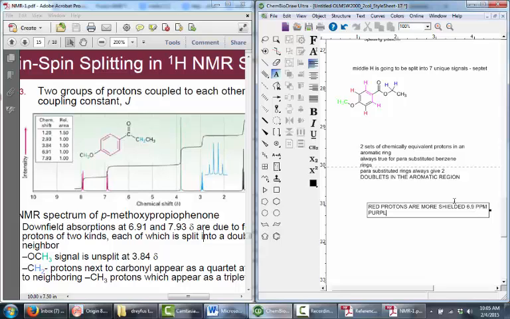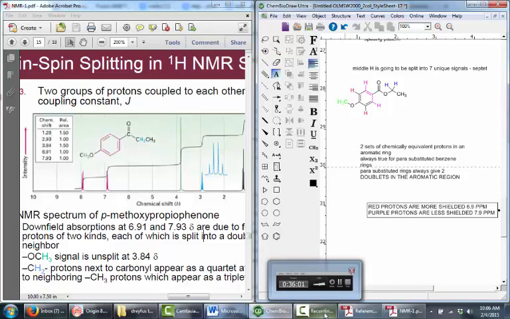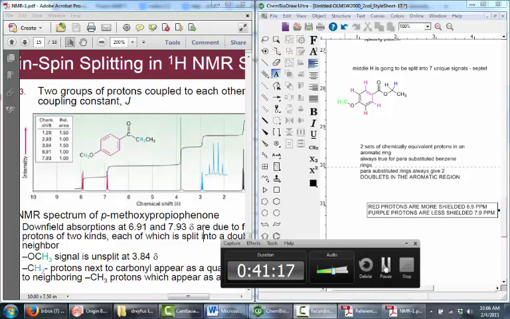The purple protons are less shielded, again because that carbonyl is more electron withdrawing than the methoxy group, and they're going to show up at 7.9 ppm. So you're actually getting a tremendous amount of useful information from this NMR spectrum, especially when we start adding in the peak position, the peak integration, the area, and now the splitting patterns as well. It really starts to give us a tremendous amount of information about the system.